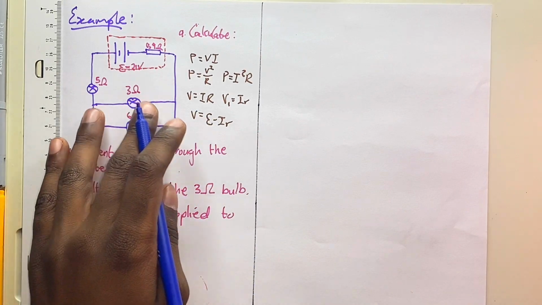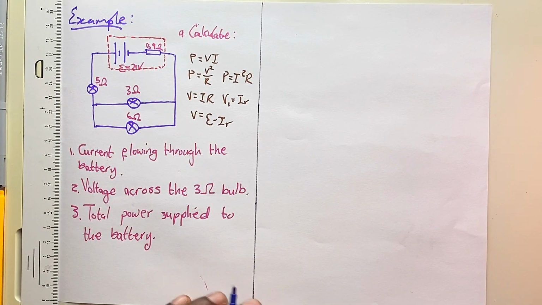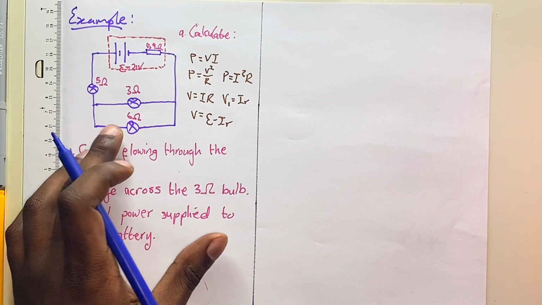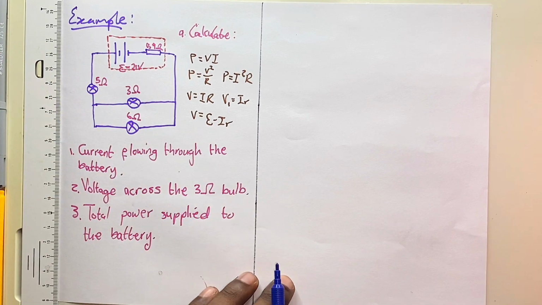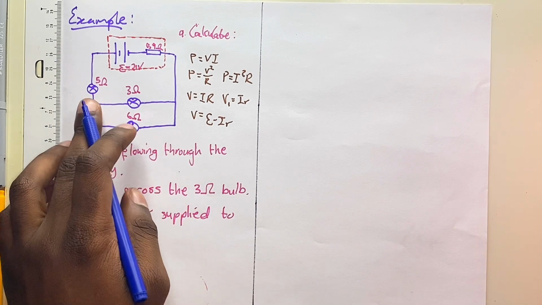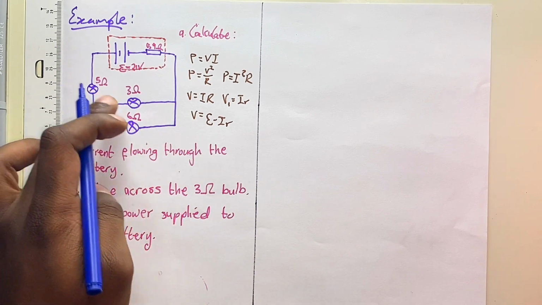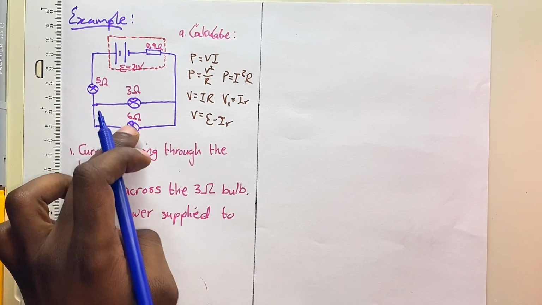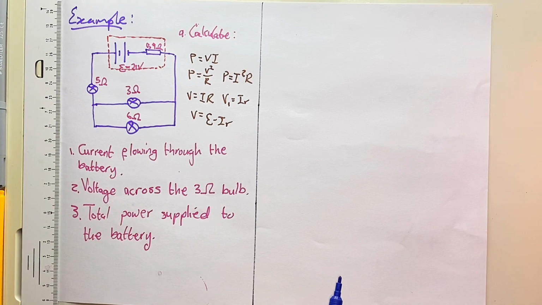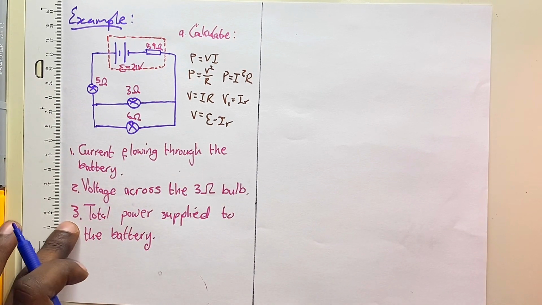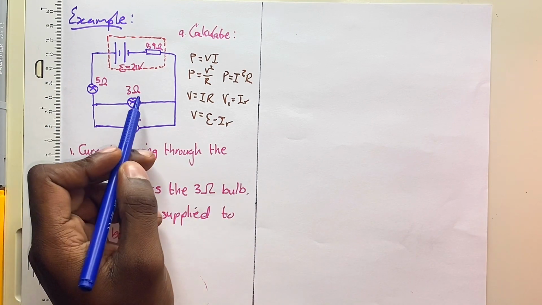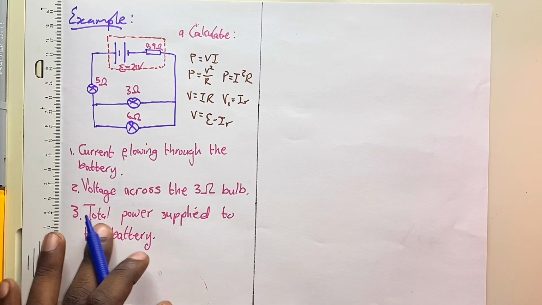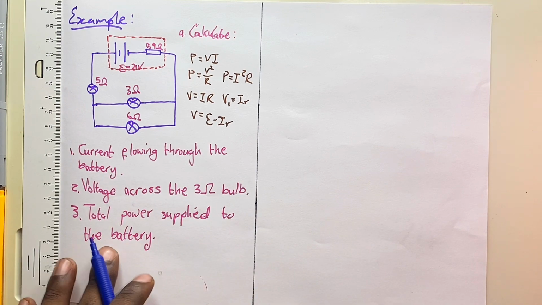So now in this example, we have another circuit, and instead of resistors, we have electric bulbs. Now, every bulb has resistance of its own. And in this case, we have a bulb that has 5 ohms, another one with 3 ohms, and the last one with 6 ohms. Now, we are supposed to calculate these three: the current flowing through the battery, the voltage across the 3 ohm bulb, and the total power supplied to the battery.